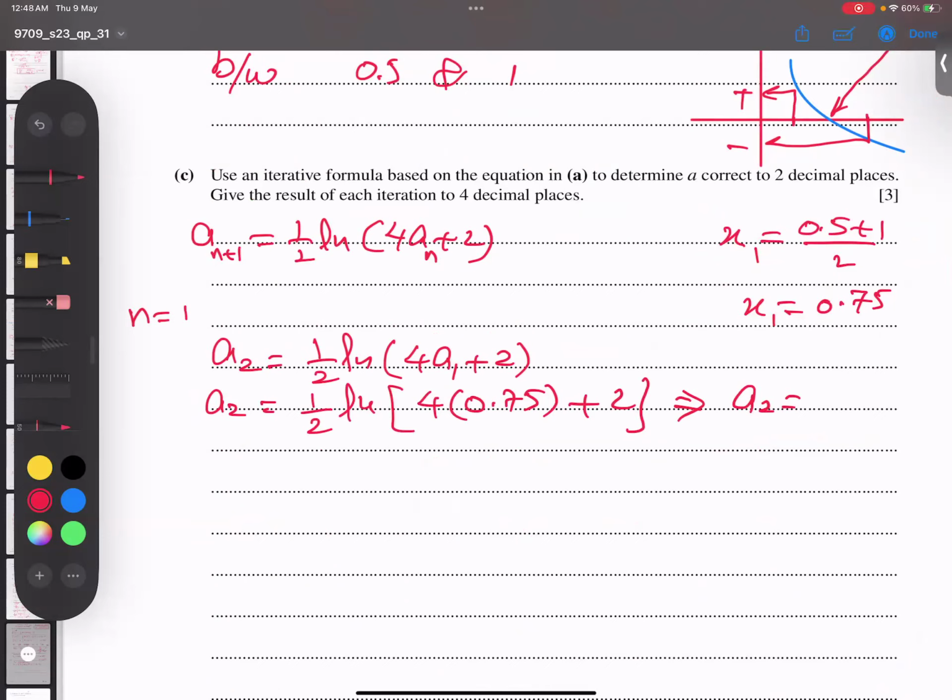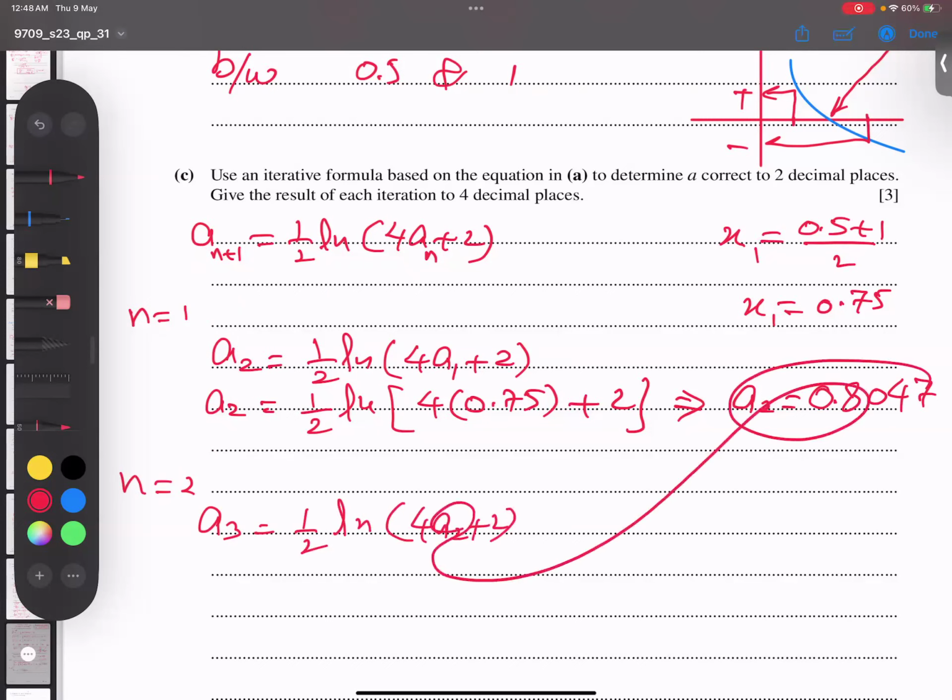Half into logarithm, in the bracket 4 times 0.75 and plus 2, close bracket. This answer number 1, I'm getting 0.8047. First I plugged in n equals 1. Now I plug in n equals 2. When I plug in 2 here, 2 plus 1, I get 3. Here I got a2. This a2 value will come here. And I can save my time this time. I just erase it and write here like this. This much working, if you show to the examiner, no problem at all.